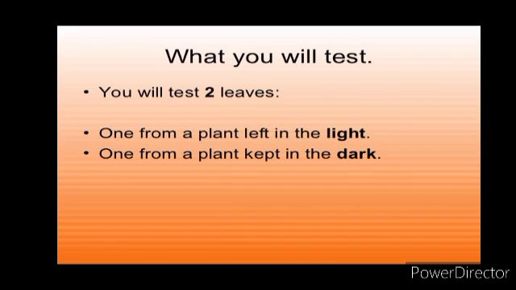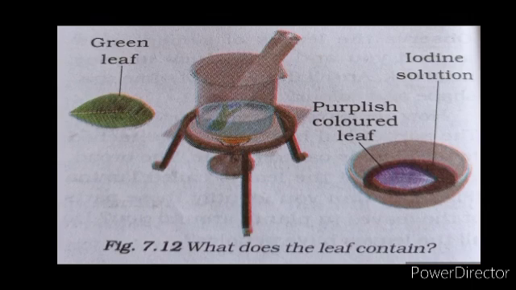For conducting this starch test, we have to take two leaves. You will test two leaves, one from a plant kept in the light and one from a plant kept in the dark. So for the starch test, we have to take two plants of the same kind. Keep one in the dark for 72 hours and the other in sunlight. Now perform the iodine test with the leaves of both the plants as given below.